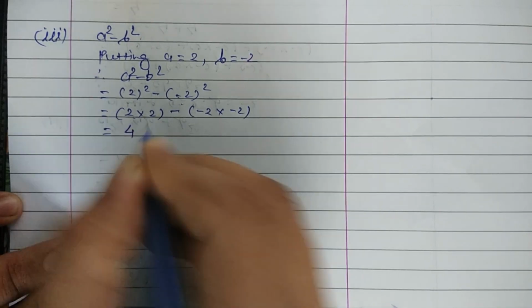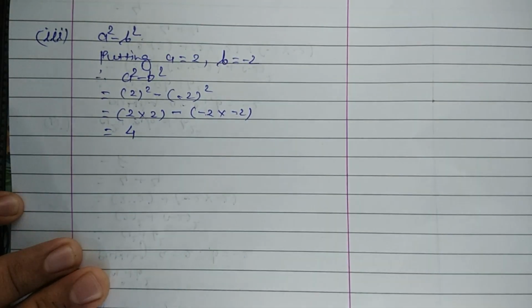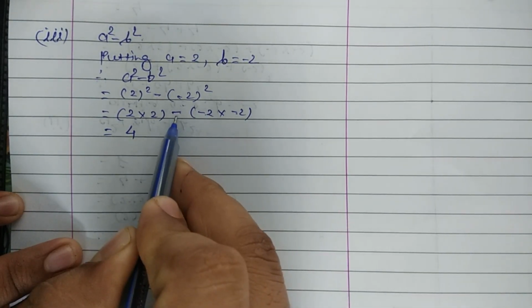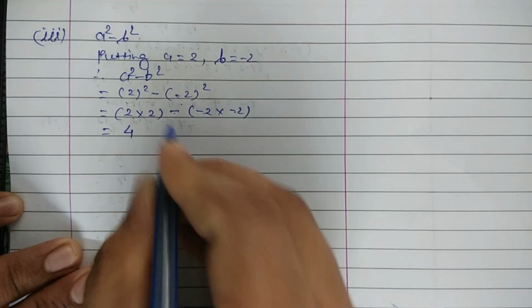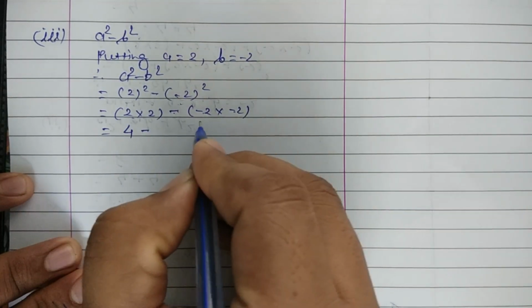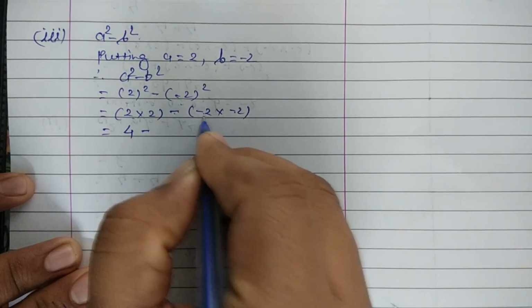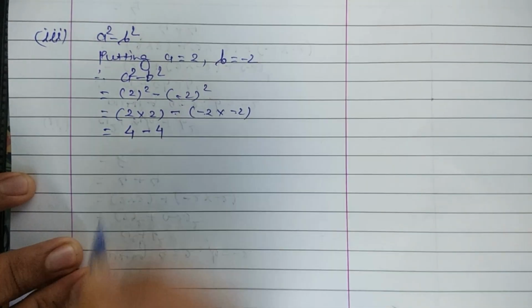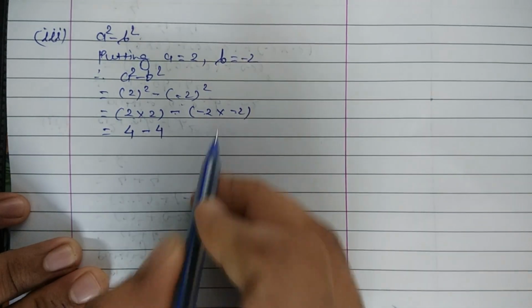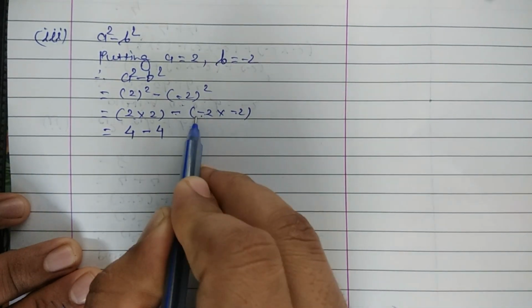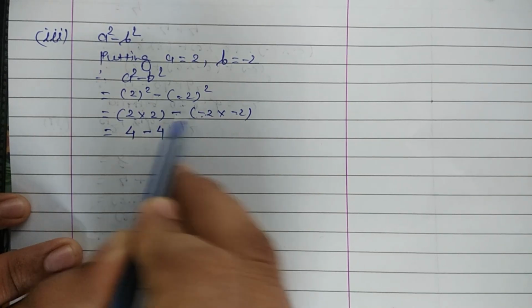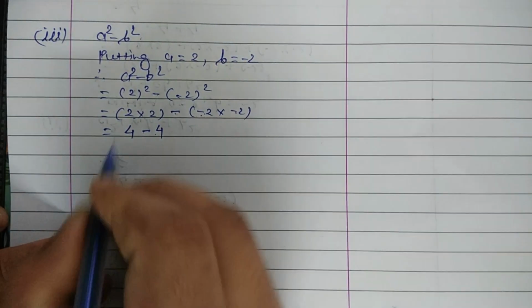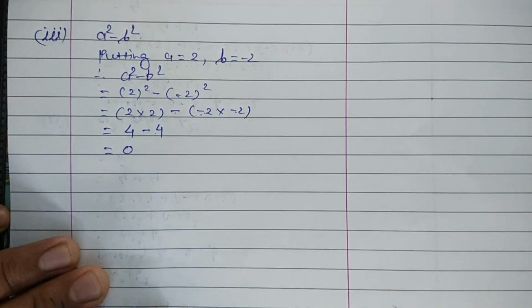2 2s are 4, minus minus plus, and outside the bracket minus sign is there, so minus plus minus, so here minus 4, again minus in the bracket minus minus plus, outside bracket minus, so minus plus minus, so 4 minus 4, that is equal to 0.